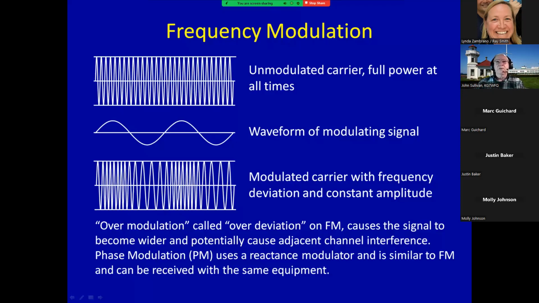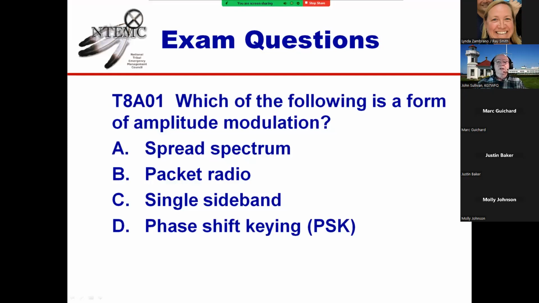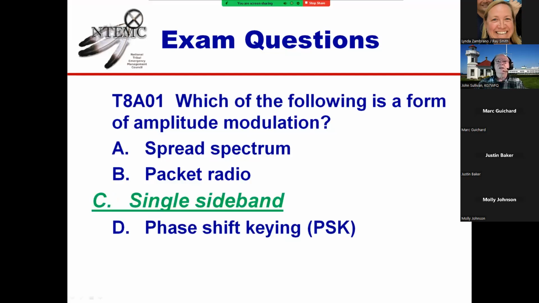So let's take a look at some of the questions you might see on the exam, or you will see on the exam, actually. Which of the following is a form of amplitude modulation? Well, we just talked about how a single sideband is created from an AM signal. So the answer is going to be single sideband is a form of amplitude modulation.